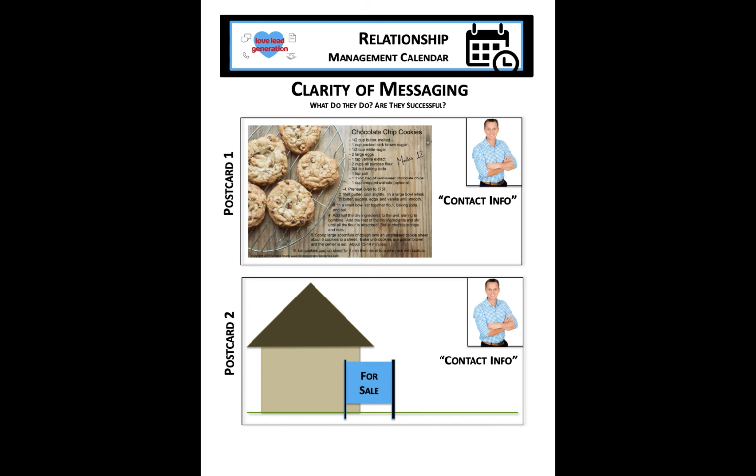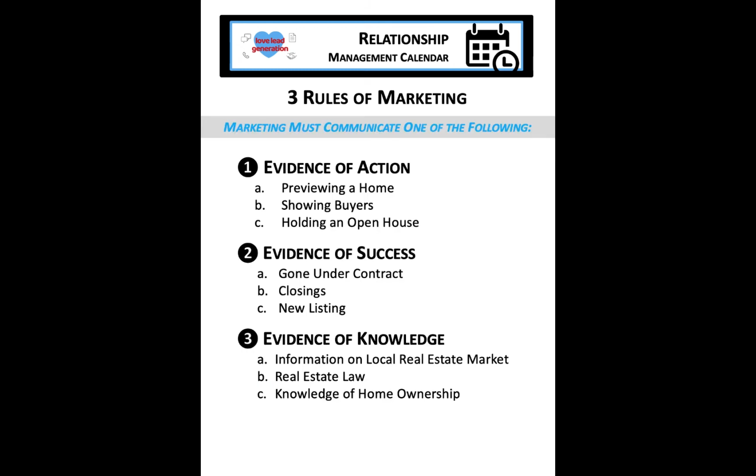Probably not. Yet the second person, you can tell that that's a real estate agent simply from the house and the for sale sign. Even if it didn't say for sale on the sign, we would still know that that person is in the real estate industry or something to do with housing. So the 3 rules of marketing are super important in everything we do and what we communicate. This goes for your print mail, your newsletter, your social media. If you do radio ads or TV ads, it has to be so clear that people know what you're doing. The rules are evidence of action, evidence of success, and evidence of knowledge.